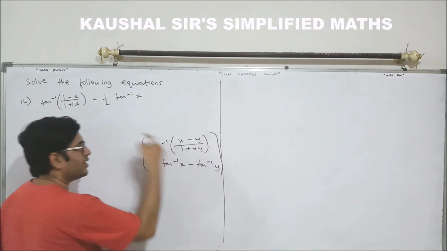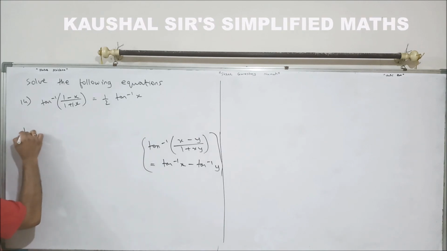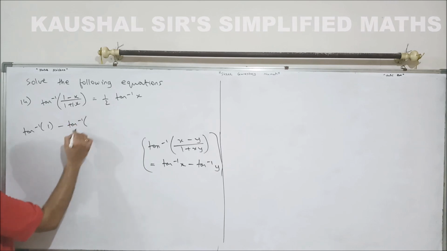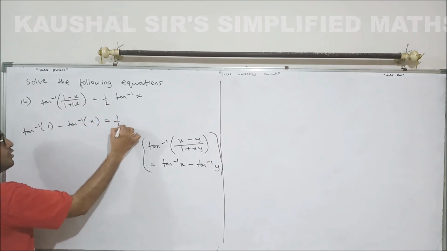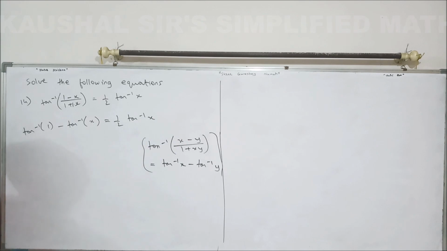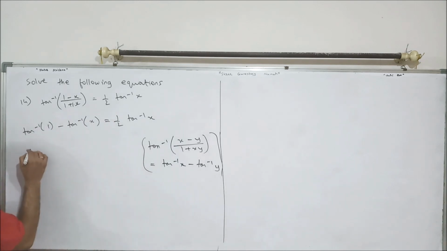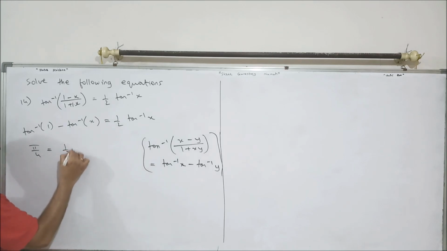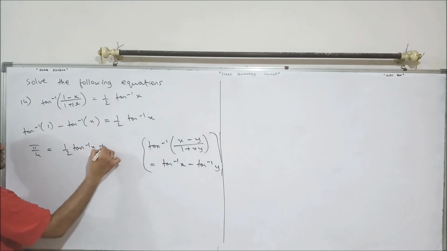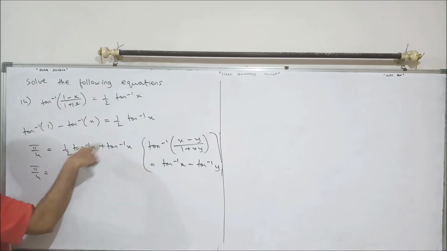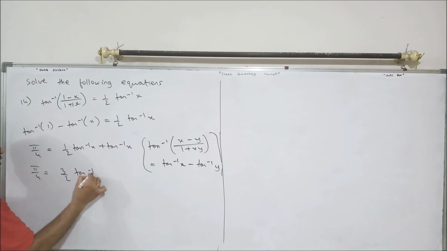So if you use this property on the left hand side, what we are going to get is tan inverse of 1 in place of x, minus tan inverse of x in place of y, and we are going to get this equal to half of tan inverse of x. Okay students, now tan inverse of 1 means tan function of which angle has the value 1, it is pi by 4. So in place of this we will write pi by 4. You can take this term on the right hand side, so we get half tan inverse of x plus tan inverse of x. Okay, so pi by 4 is equal to, if you take LCM, you are going to get 3 upon 2 tan inverse of x.